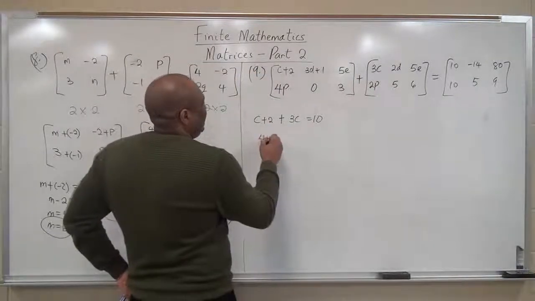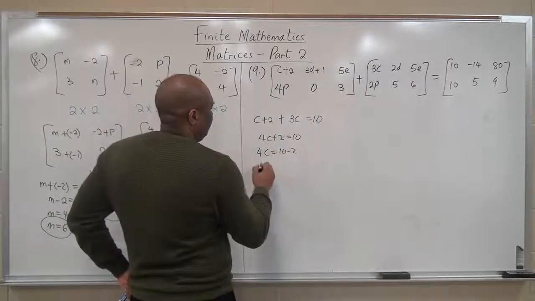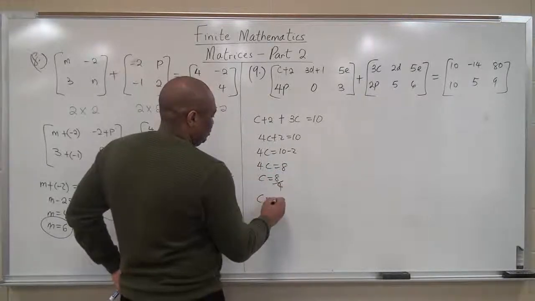So this is 4C plus 2 is 10. 4C will be 10 minus 2. 4C is 8. C is 8 divided by 4. C is 2.